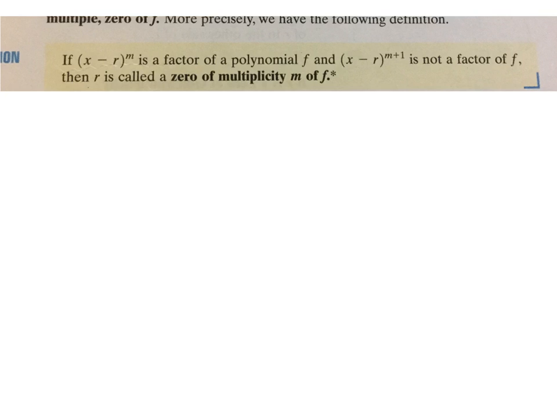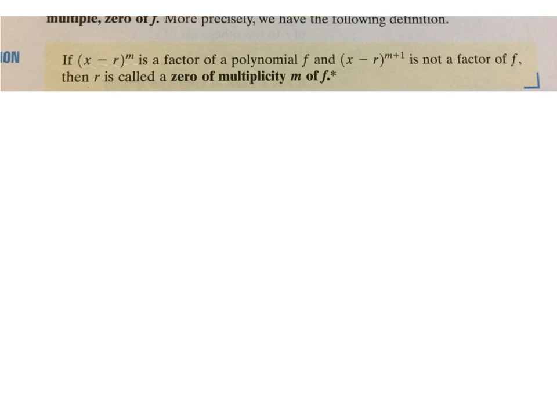It says if x minus r all raised to the nth power is a factor of a polynomial f, and x minus r to the n plus first is not a factor of f, then r is called a zero of multiplicity m of f. Okay, wow, that's really wordy. I didn't get that far into it before.